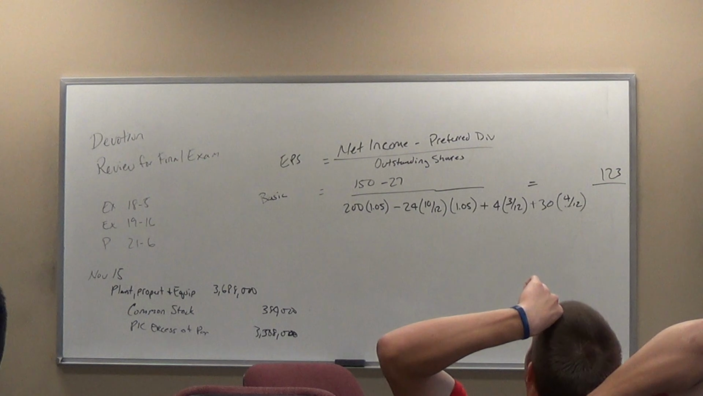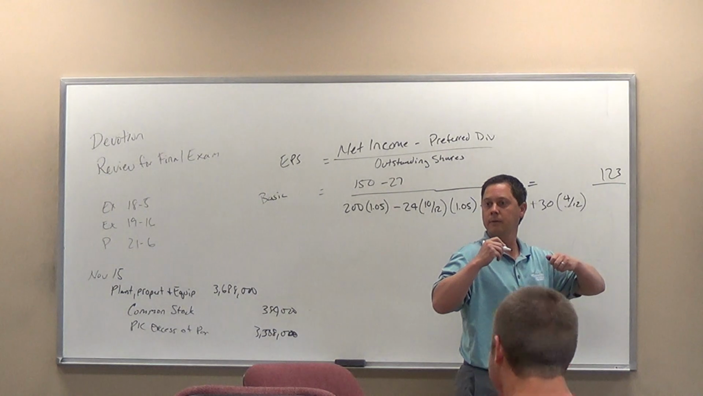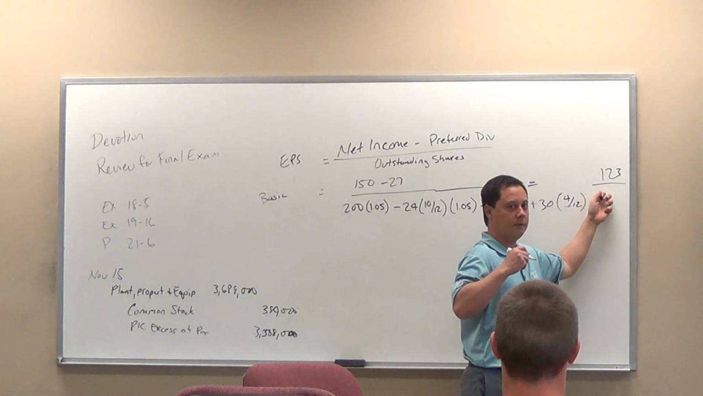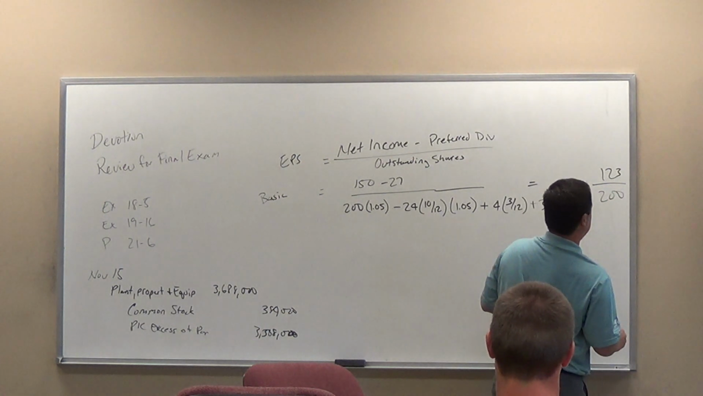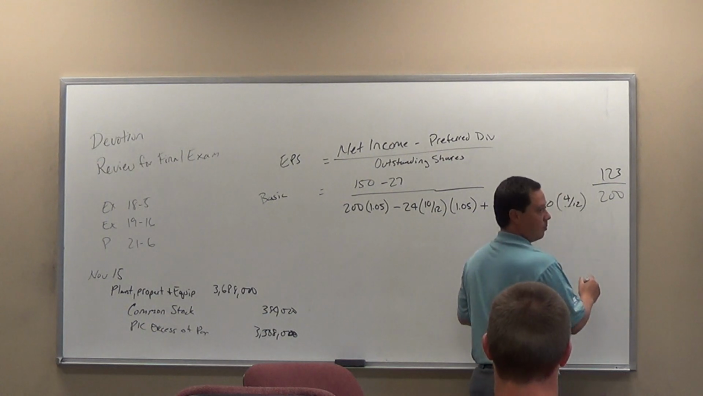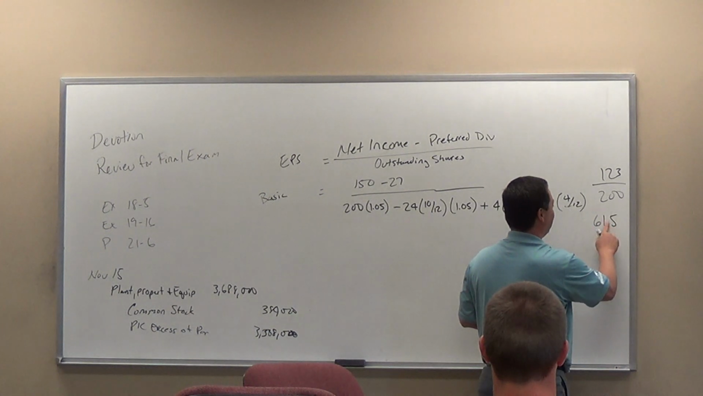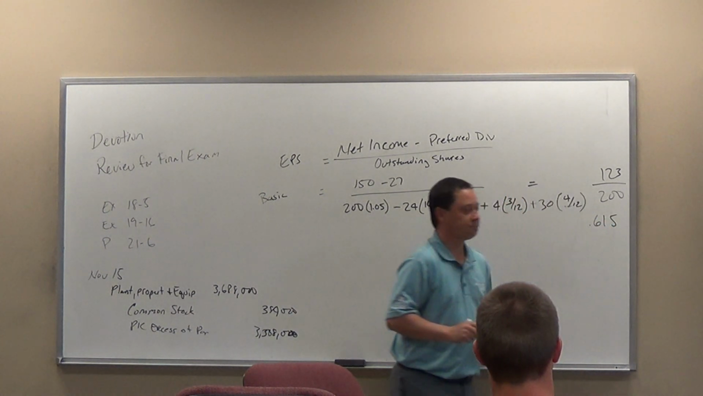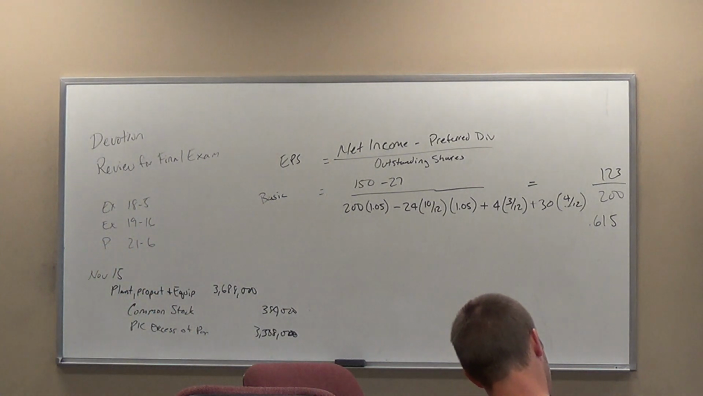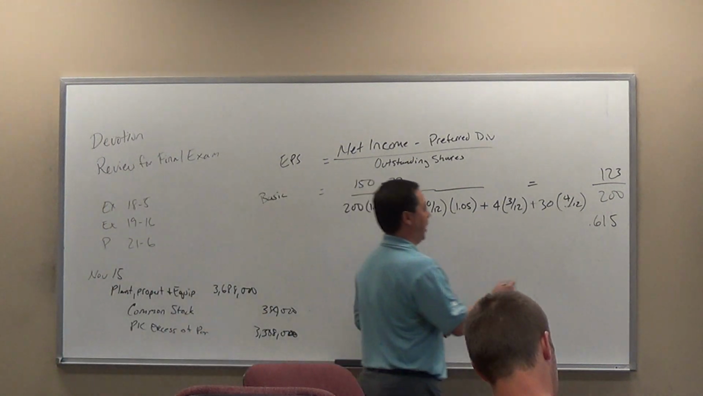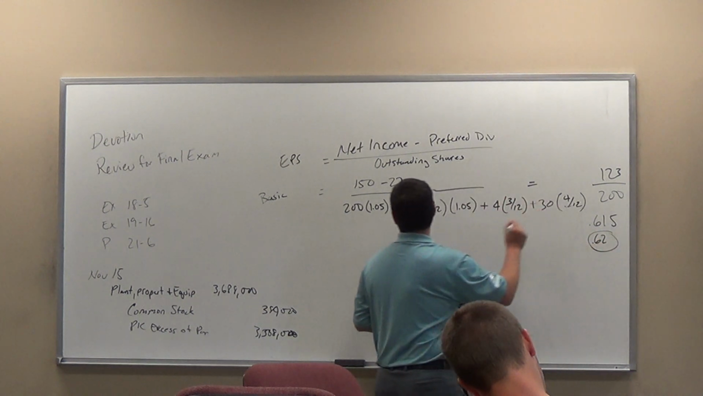All right, what did you guys come up with here? Everybody have that? Oh, what's the bottom number here? Oh, you got it? 200? 200, okay. So if that's 200, that gives us 61.5? Yeah. Okay, all right. 62 cents, we'll round up to it. All right, so that is your basic EPS.